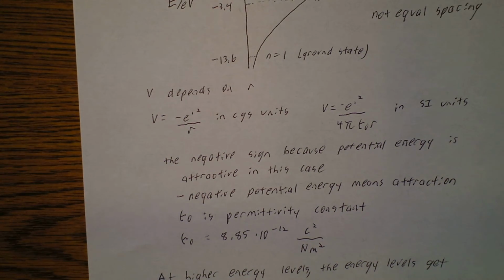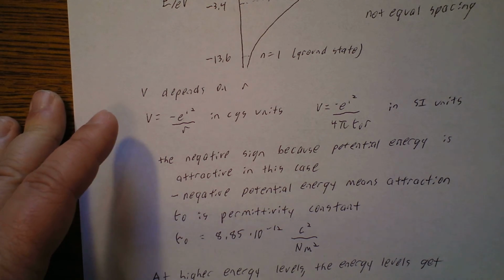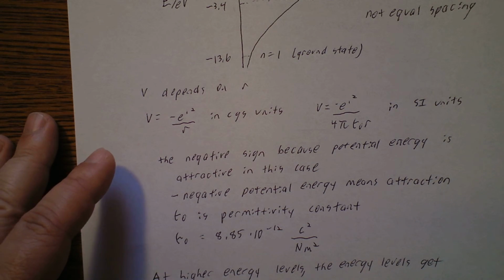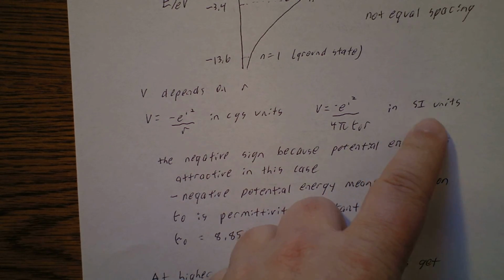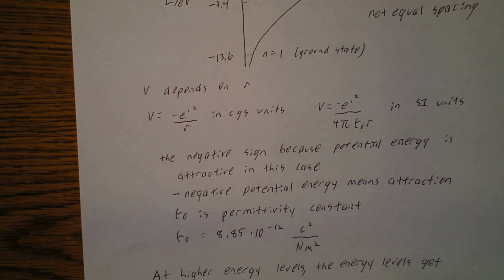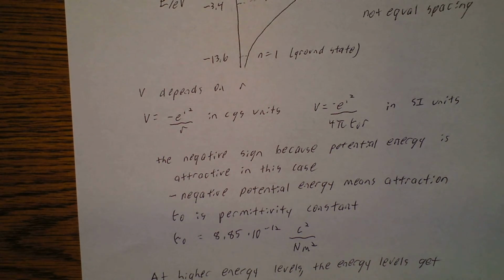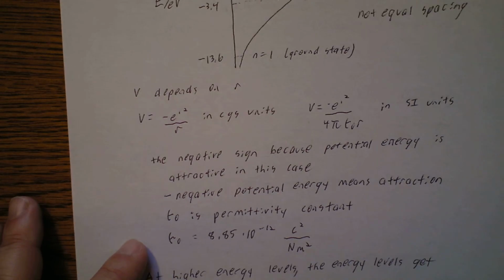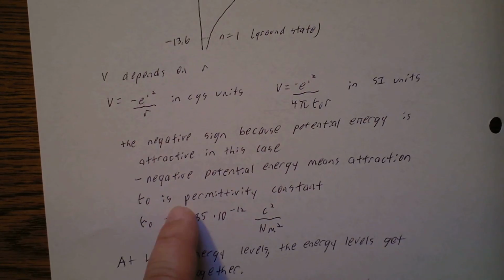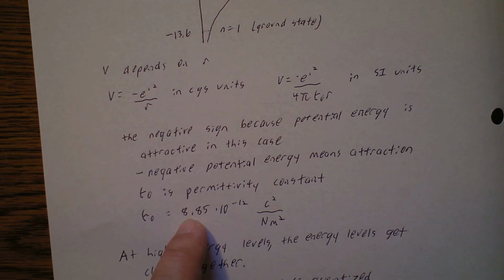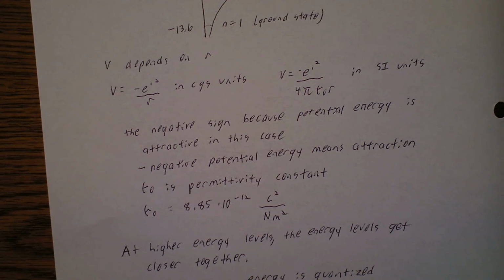So V is equal to minus e prime squared over r in CGS units. So V is equal to minus e prime squared over 4 pi epsilon sub 0 r in SI units. The negative sign is there because, remember, the potential energy is attractive in this case. So negative potential energy means they're attracting each other. And this symbol, I forgot what it's called, is called the permittivity constant. And it's equal to 8.85 times 10 to the negative 12 coulomb squared per newton meter squared.